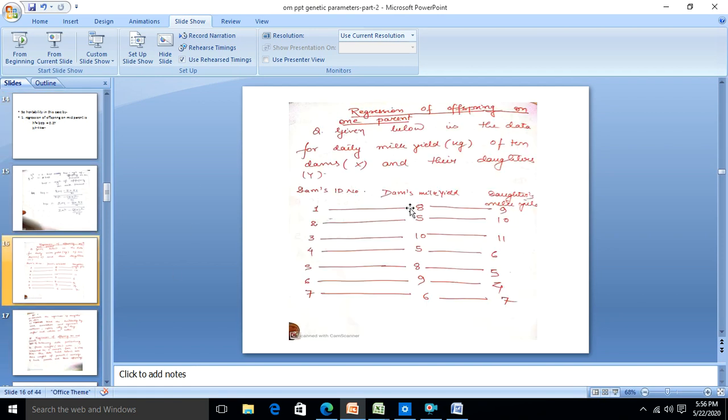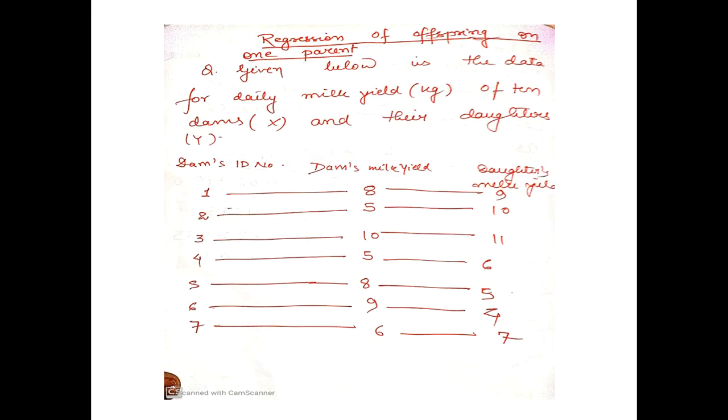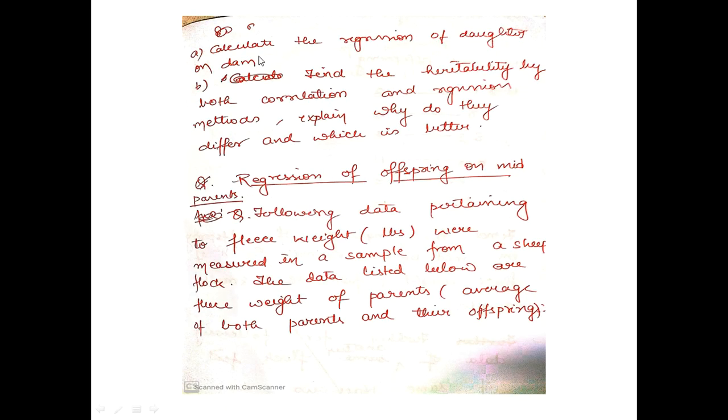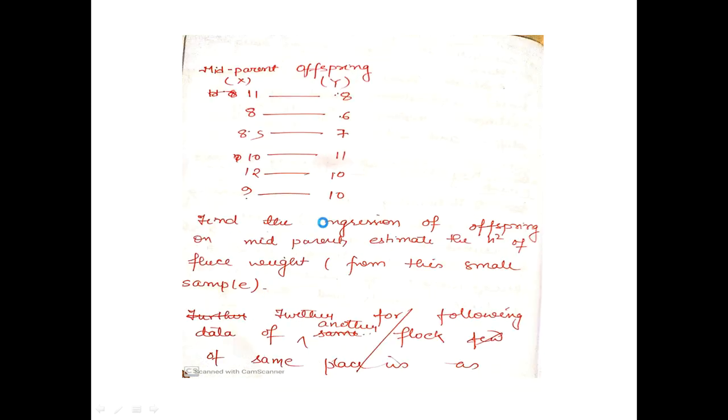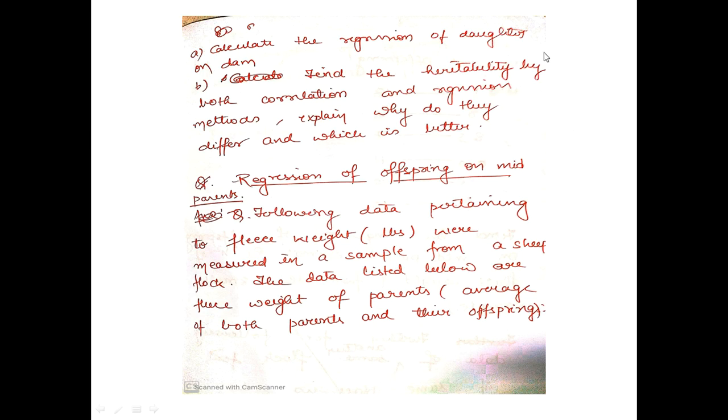You have already seen this. There is another question, if you want, you can try it. Given below is the data for the daily milk yield of 10 dams and their daughters. Calculate the regression of daughter on dam. Find the heritability by both the correlation and regression methods. You can calculate the heritability by the regression method. Next we will study the heritability by the correlation method.